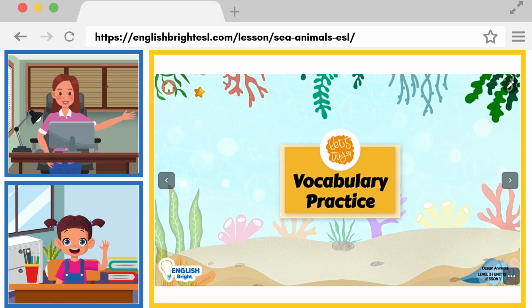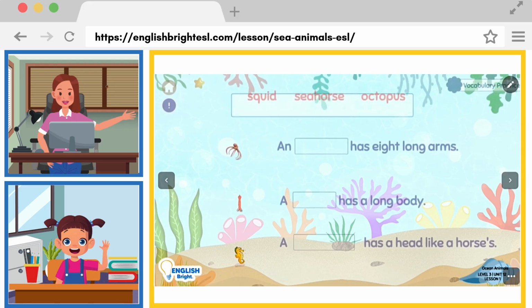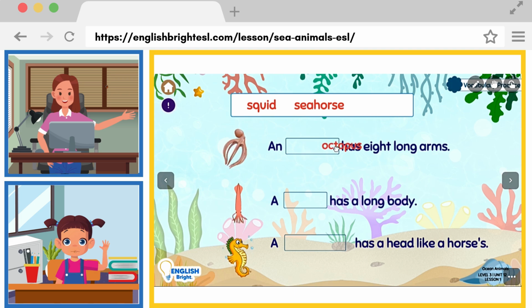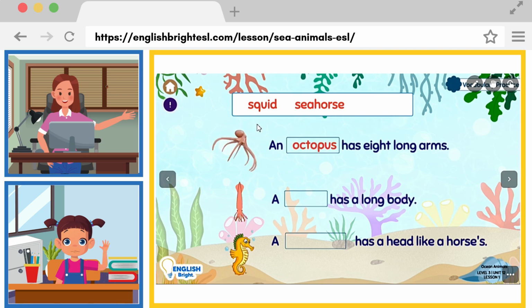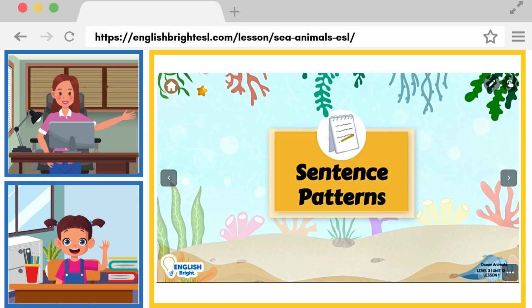Now, let's have a vocabulary practice to see what you remember. Are you ready? Yes, Teacher Meg, I'm ready. Awesome. You have to drag the correct word into the blank to complete each sentence. The first one is an octopus has 8 long legs. Next, a squid has a long body. Lastly, a seahorse has a head like a horse. Great job.